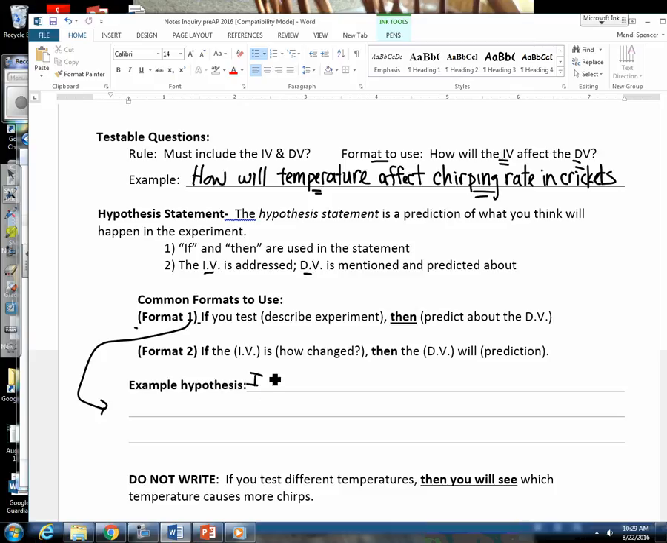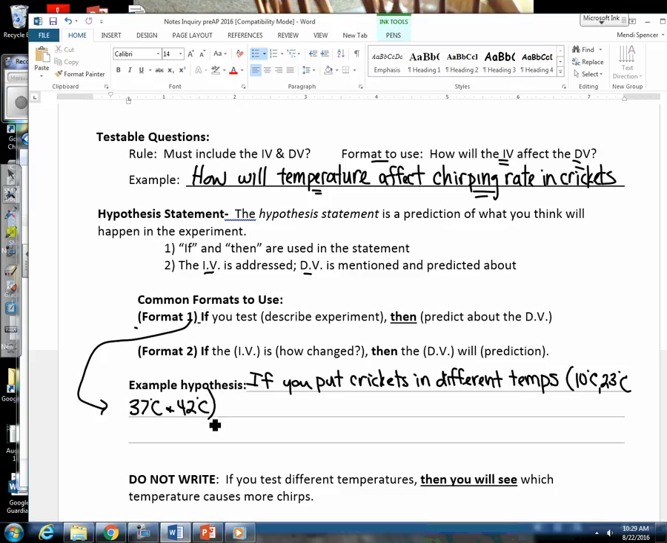So let's write, if you put crickets in different temperatures. Now, I like to be specific and indicate those temperatures. I think we chose 10 degrees Celsius. We had a 23 degrees Celsius. I believe we had a 37 degrees Celsius. And then I think we had 42. Okay, so I just described what we did.